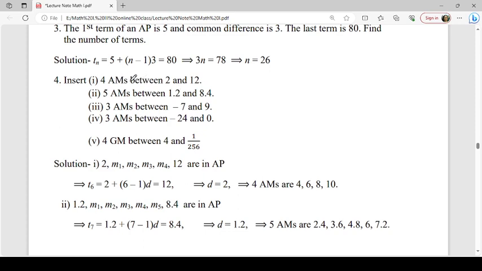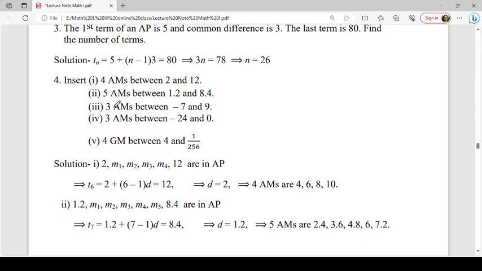Then we need to insert 4 arithmetic means between 2 and 12. So with 4 arithmetic means, along with this 2, there are 6 terms. So 2, M1, M2, M3, M4, 12 are in AP. So the first term is 2 and T6 is 12. By this we find D, and D is 2. So 2 plus 2, 4 plus 2, 6 plus 2, like that. So these are 4, 6, 8, 10.